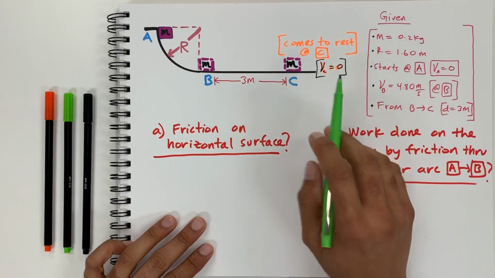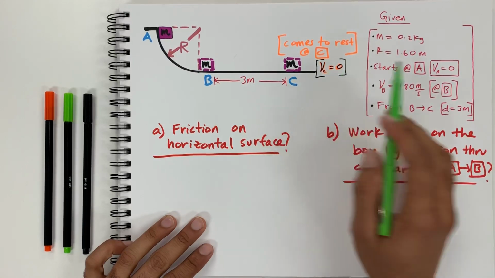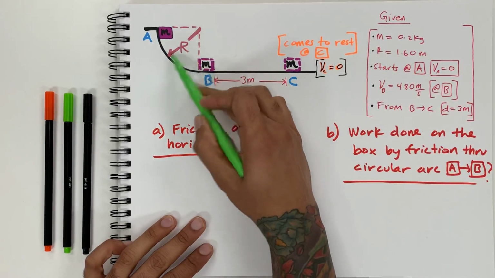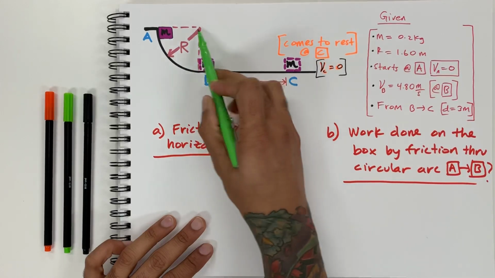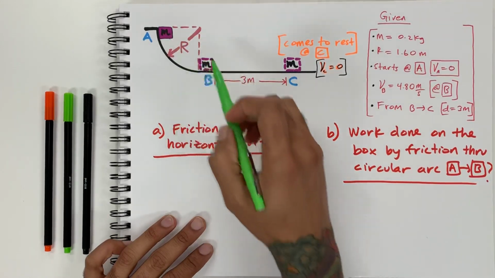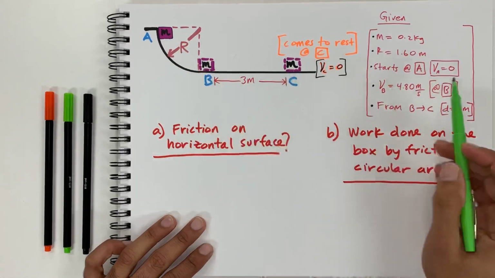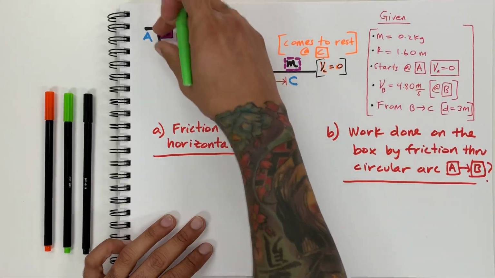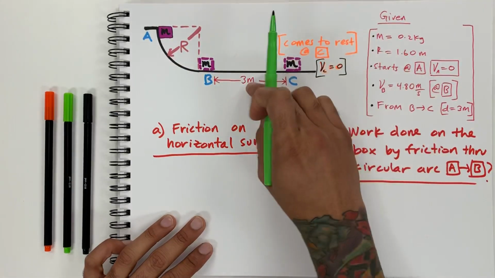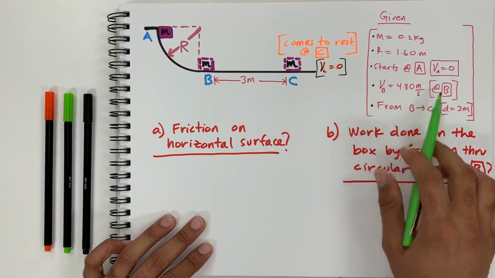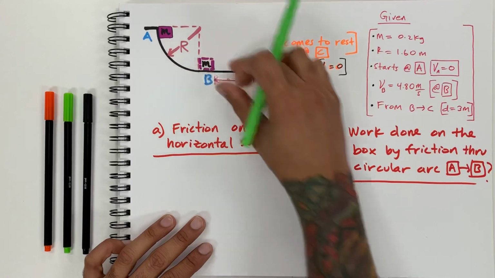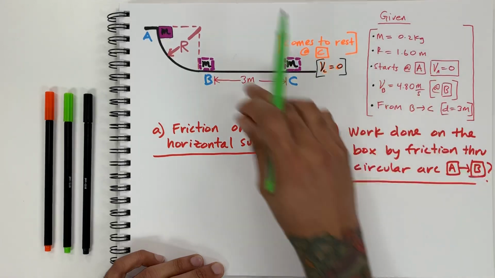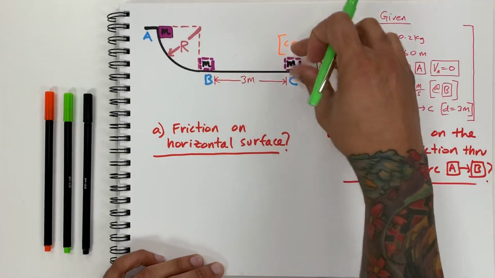Okay, and so velocity C is equal to 0, and then what we're given is the mass of the box, the radius of this piece right here, which is the same thing as this and that. So this is like a perfect circle over here, a quarter circle. And so then we start at A, initial velocity is 0, so we start at rest, and then we slide down, and then we slide for 3 meters. And then the velocity at B, so when we slide down and we pass this point, we're at 4.80 meters per second, right here. And then we slide 3 meters this way.